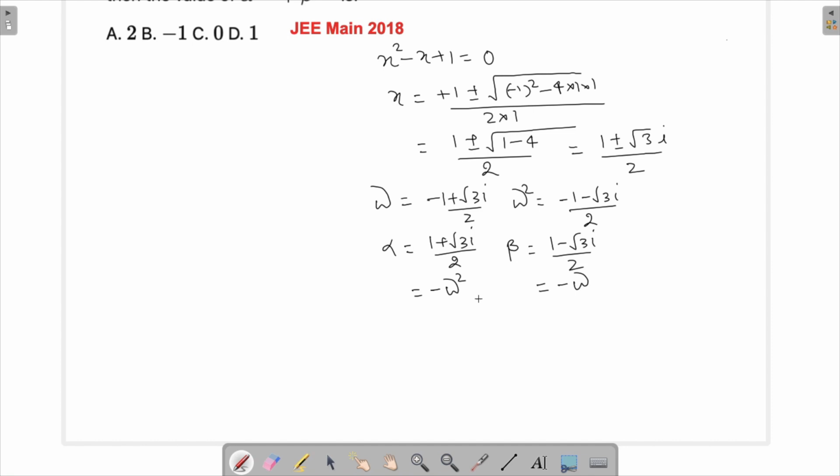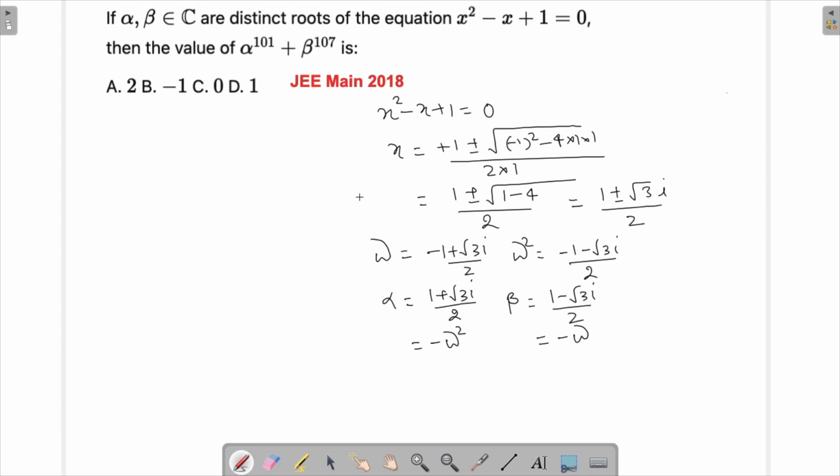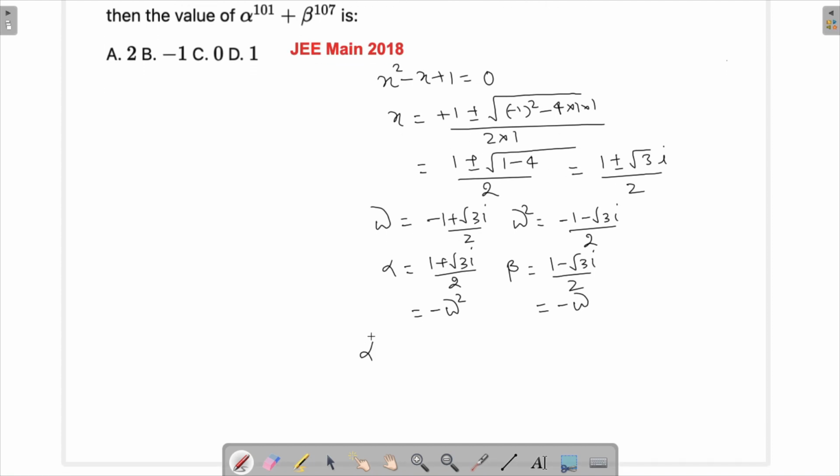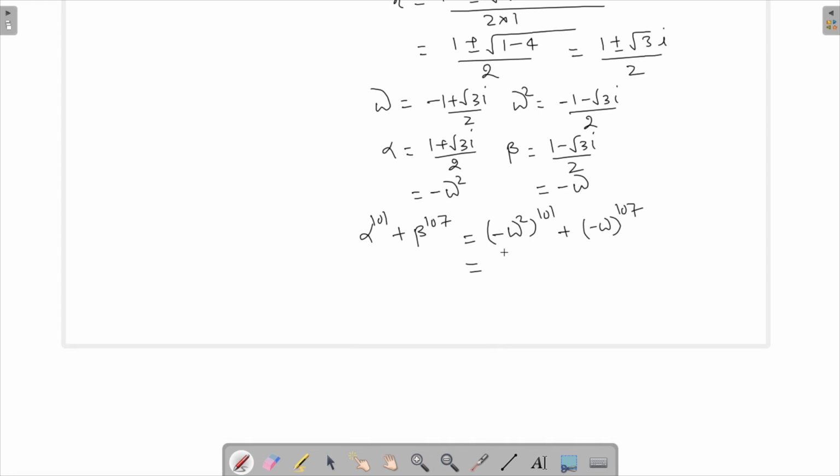Now it is easier to work with omega square because we know a lot of properties of it. So we'll try to evaluate the value of alpha raised to the power 101 plus beta raised to the power 107. So I could write this as minus omega square raised to the power 101 plus minus omega raised to the power 107. Now I could write it as minus omega raised to the power 202, and this will be minus omega raised to the power 107.